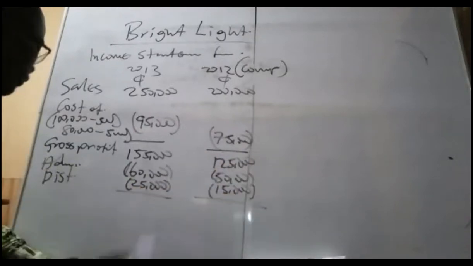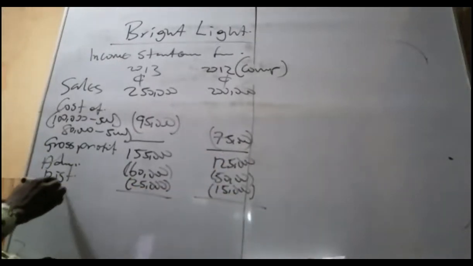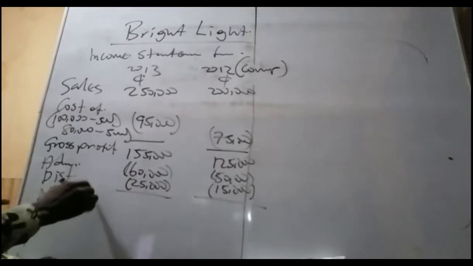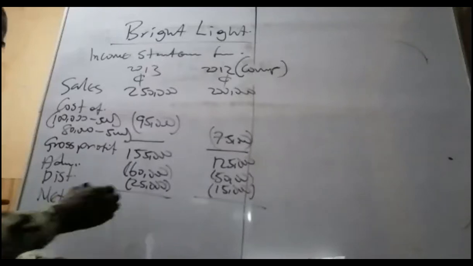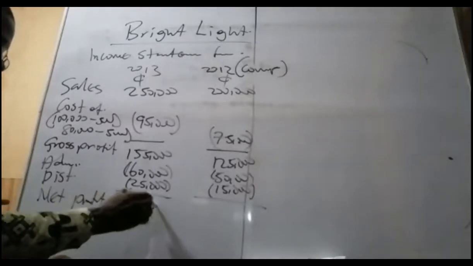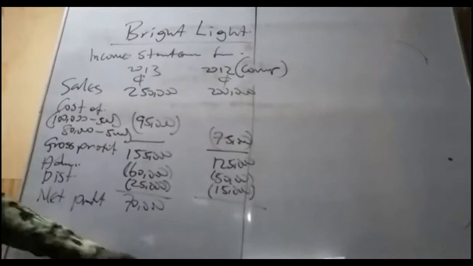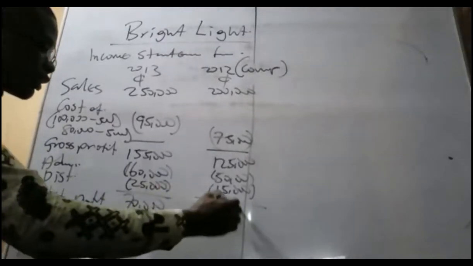What is the net profit? And that is the end of the game. Net profit happened to be 70,000. So 70,000 against 60,000. Yes, I think that's right.